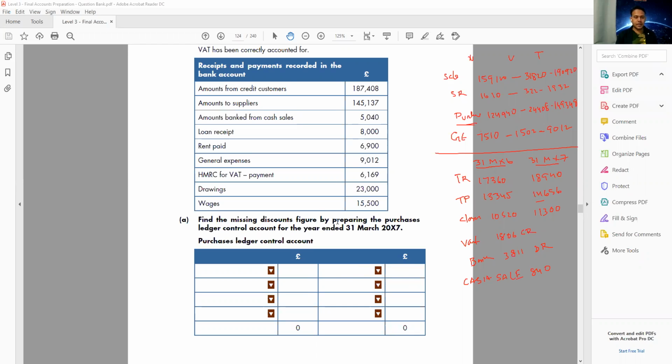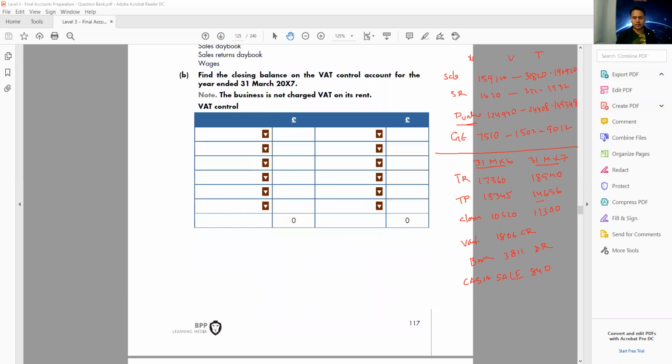The next one, we have the VAT control account. Let's start this one and do it together. So for the VAT, we have an opening balance, that is 1806, and it's credit. We'll start with the credit balance. Normally, VAT is always a credit balance. Remember that. Even if the question doesn't say credit, it still is a credit. But if the question says debit, then take it to the debit. Otherwise, it's always a credit balance. So you say balance BD.